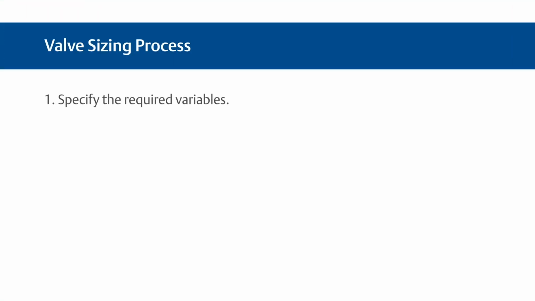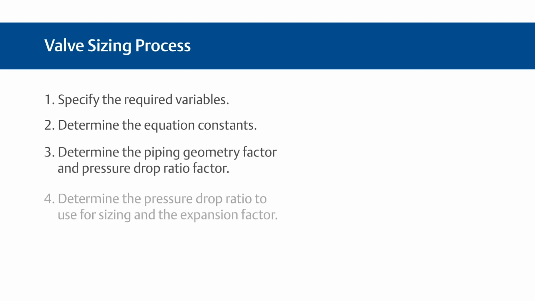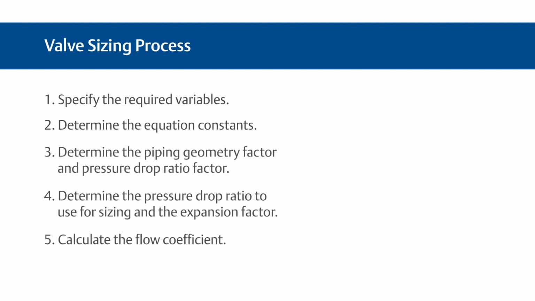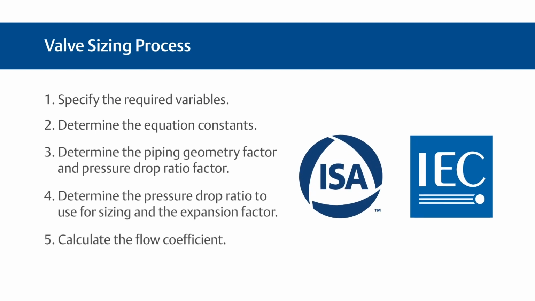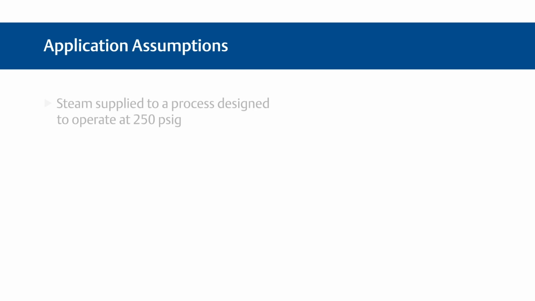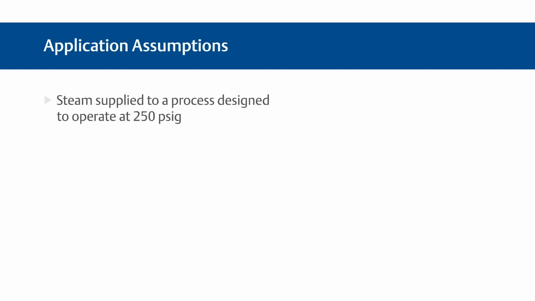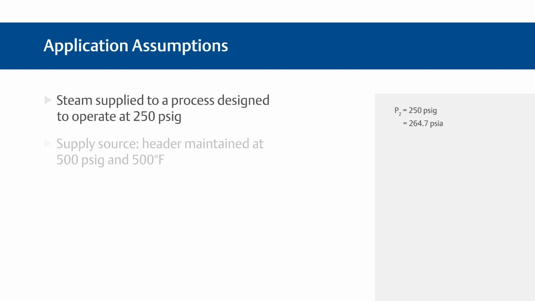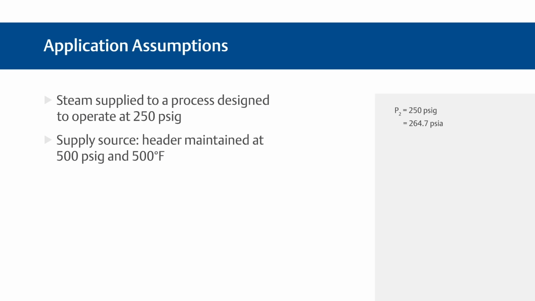In this video, we'll go through a step-by-step process for sizing control valves for compressible fluid using the ISA and IEC's recommended procedure. For this example, we'll assume superheated steam is to be supplied to a process designed to operate at 250 psig or 17.2 bar. The supply source is a header maintained at 500 psig or 34.5 bar and 500 degrees Fahrenheit or 260 degrees Celsius.